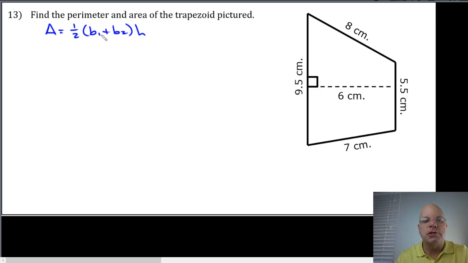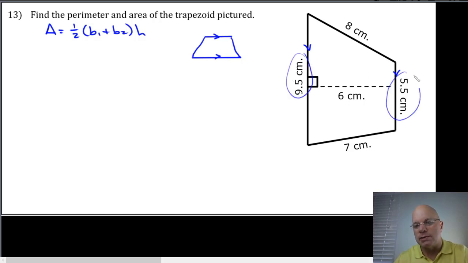Okay, the only tricky thing here is recognizing that, typically a trapezoid is shown to us like this, where the bases are the top and bottom. The bases are the parallel sides, but this trapezoid is oriented where the bases, the parallel sides, are on the left and right. So as long as you recognize that and you realize that these are your bases, the rest of it should be straightforward.